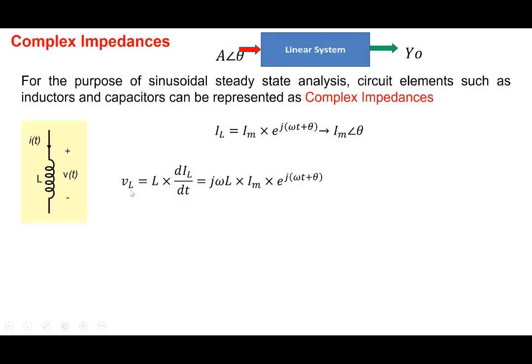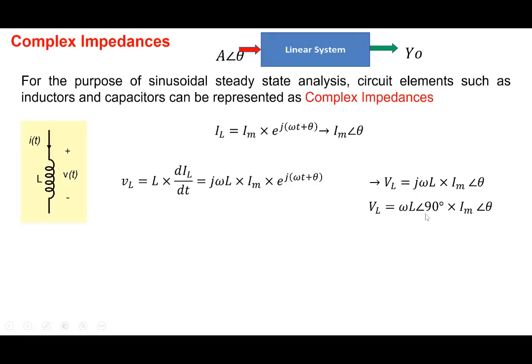This is what we call the phasor representation of the inductor current. So VL will be equal to L dIL by dt. We take IL, plug it in, and we get j omega L times Im e to the power j(omega t plus theta). Again, e to the power j omega t we keep in the background, so we can represent it in the form of a phasor. So the phasor inductor voltage is equal to j omega L, Im, and e to the power j theta, which we represent as angle theta.